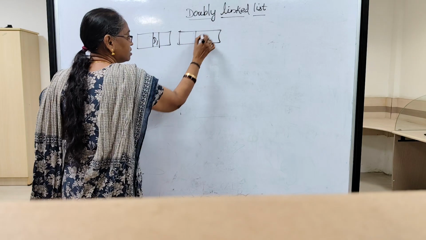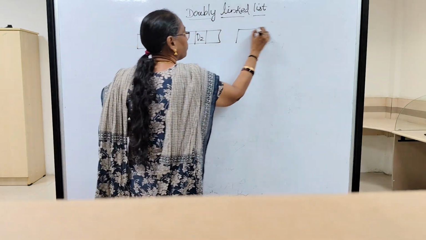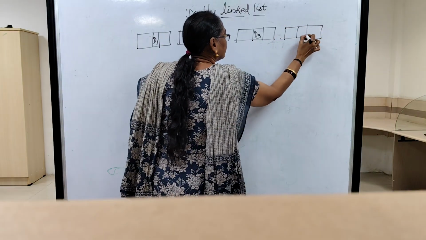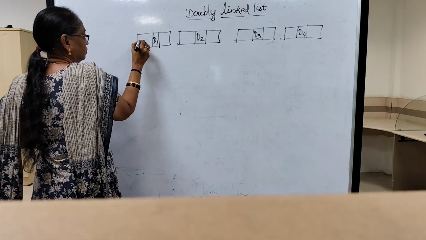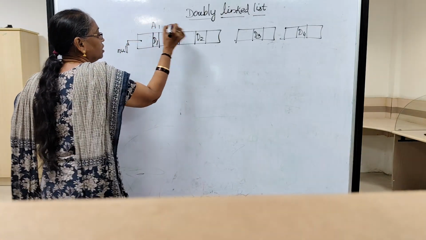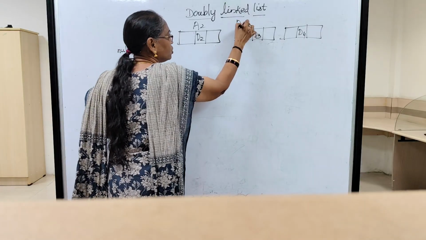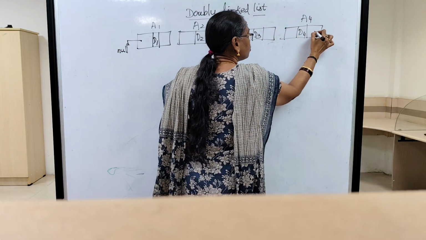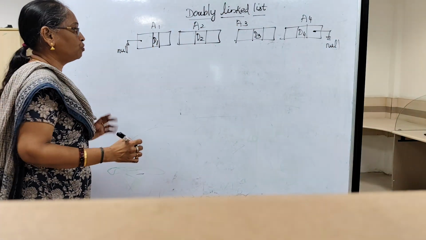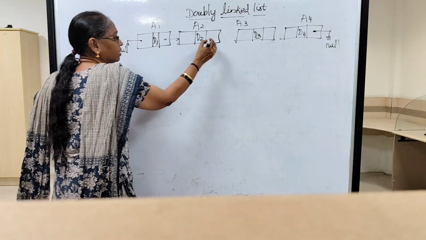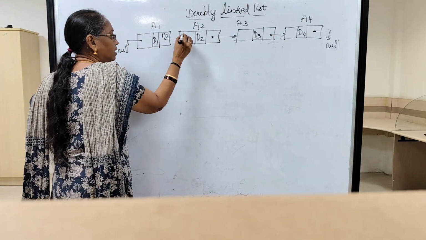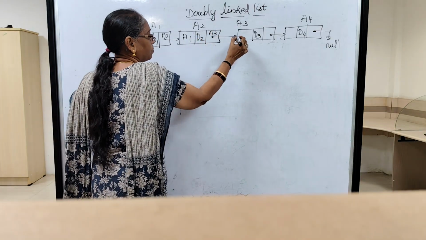See, let's take a simple doubly linked list. As I said, the first node will not have a previous node. So the address of the previous node of the first node should be null. And there should not be any next node for the last node. So the next address of the last node should be null. Right? And every other node will contain the next address and the previous address.